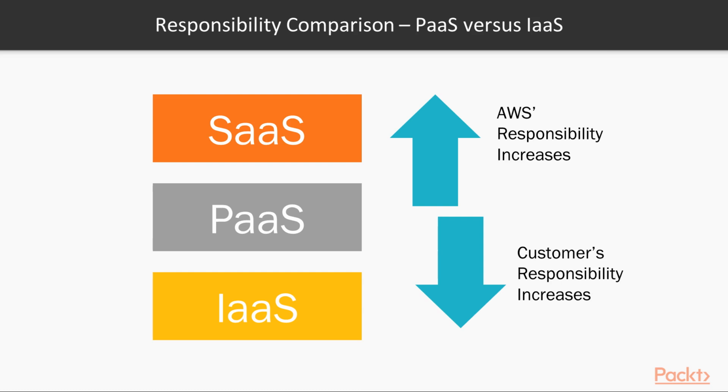The Platform as a Service (PaaS) model demands more responsibility from AWS compared with Infrastructure as a Service (IaaS), because the customer has very little control over the overall environment in PaaS. As you go down in the service model, customers' responsibility increases, and as you go upward in the service model from IaaS to SaaS, AWS responsibility increases.